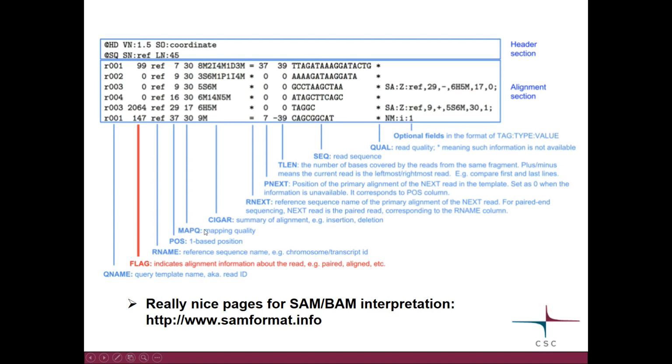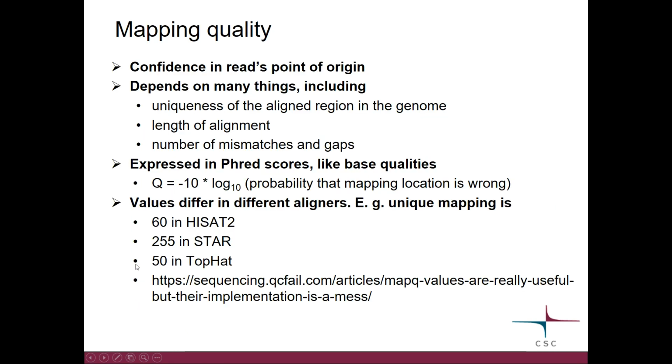So we have mapping quality and CIGAR and the flag. Mapping quality tells us how likely it is that the read really comes from that position where the alignment has placed it. So before we discussed base quality, which was the confidence that the base call is correct. Here we have mapping quality, which is the confidence that the alignment position is correct.